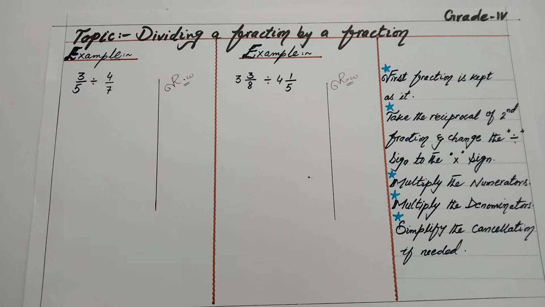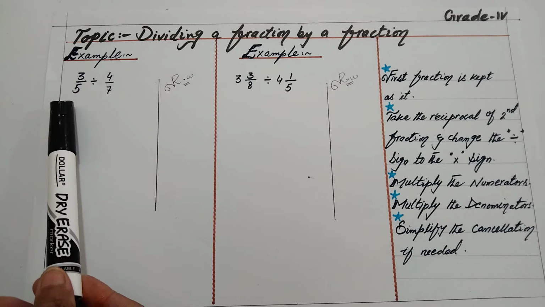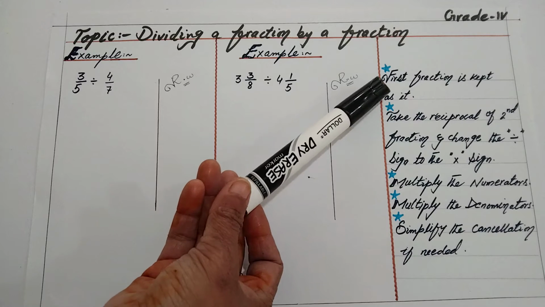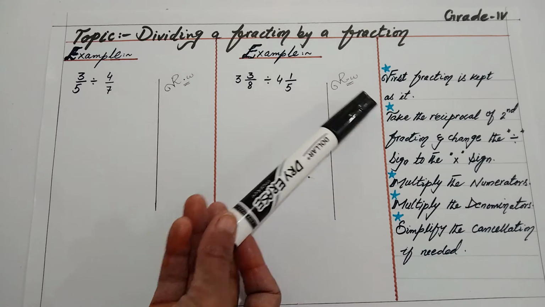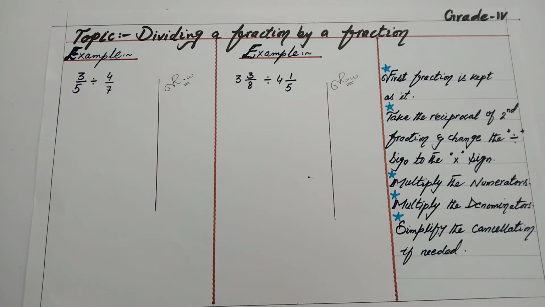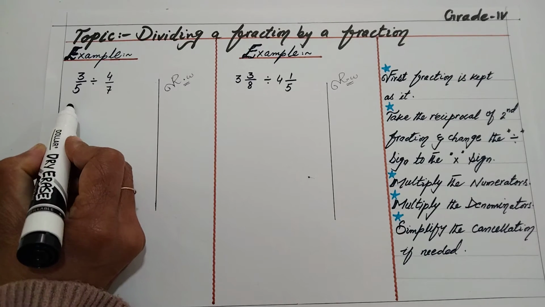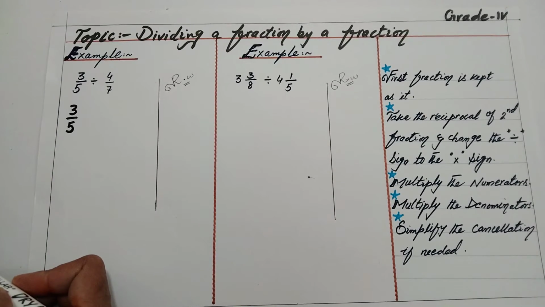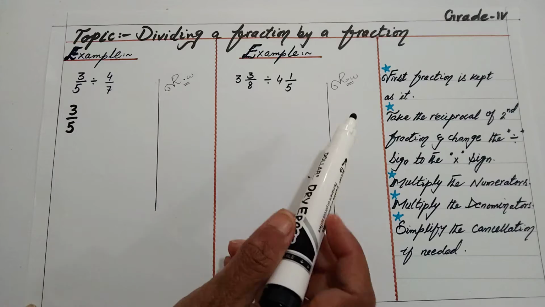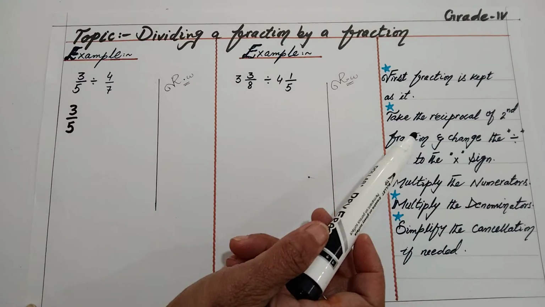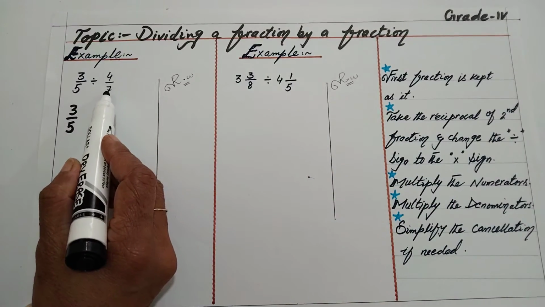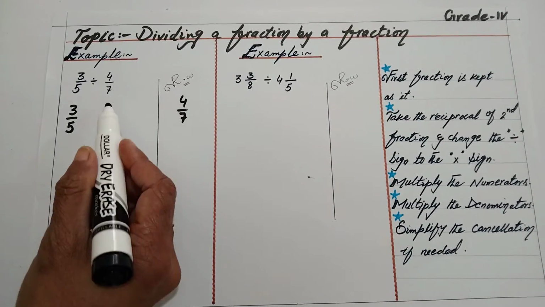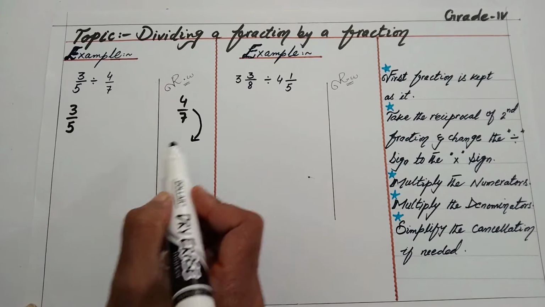So let's start. The first example is 3 by 5 divided by 4 by 7. Now according to the first step, the first fraction is kept as it is. It means the first fraction is 3 by 5, so 3 by 5 is kept as it is. Got it? Now the next step is to take the reciprocal of the second fraction. What is the second fraction? 4 by 7. So take the reciprocal of 4 by 7.